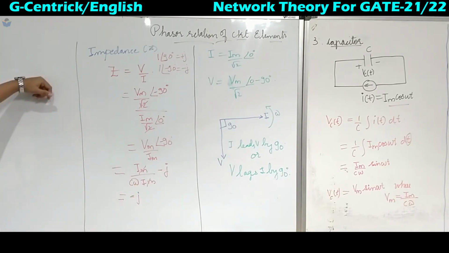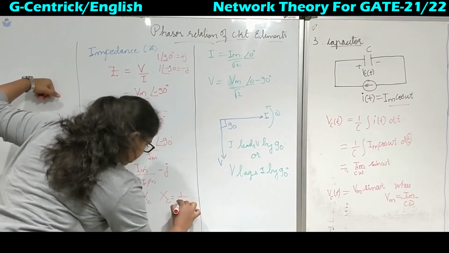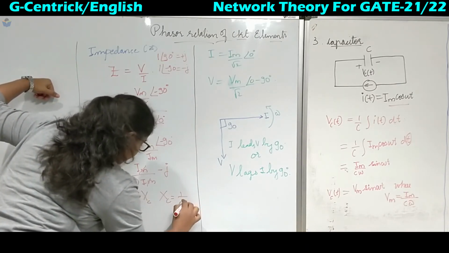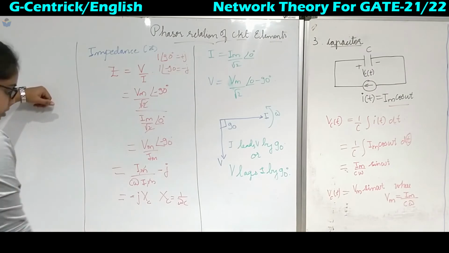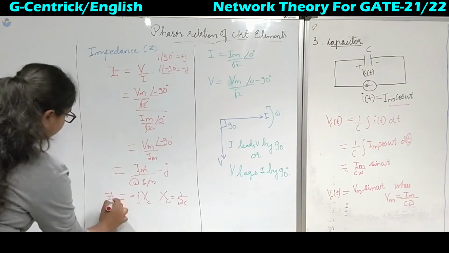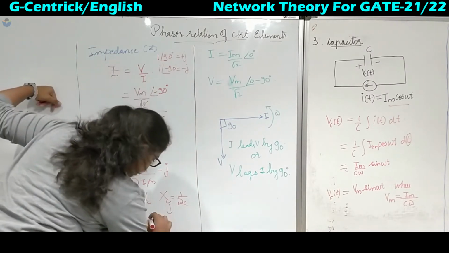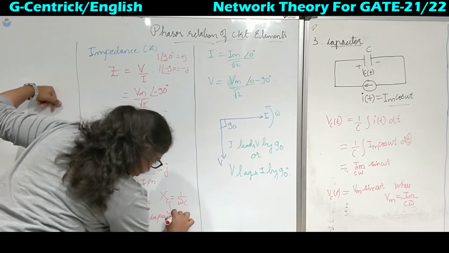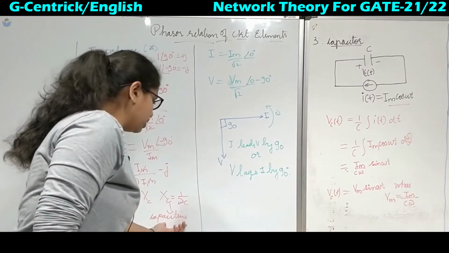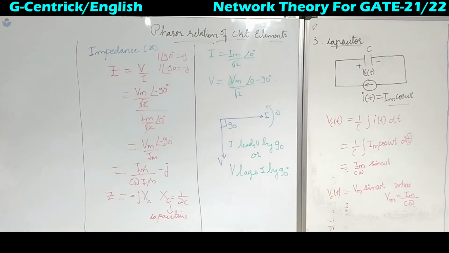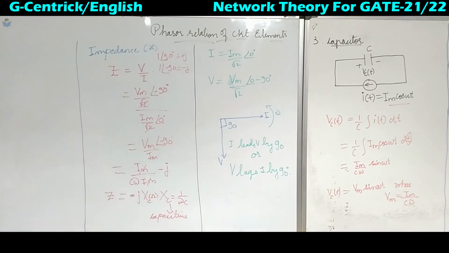So 1 over omega C, I will write it as XC, where this XC is 1 upon omega C. This is the impedance when the real part is 0. So this is the impedance that we get, and we will call it capacitive reactance. In the inductor case we called it inductive reactance, but in this case it is a capacitor, so it is capacitive reactance. What is the unit for this one? Ohms, it is an ohmic value.